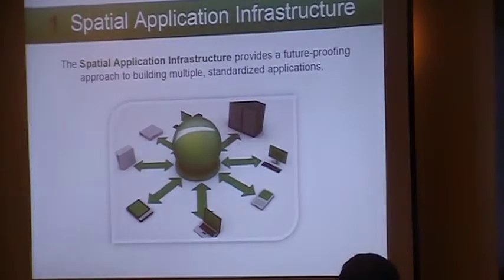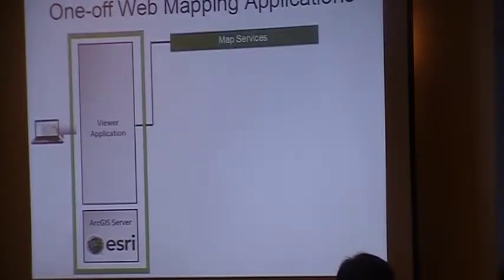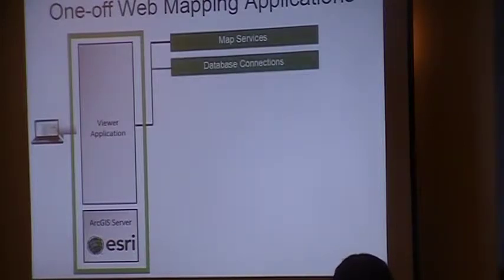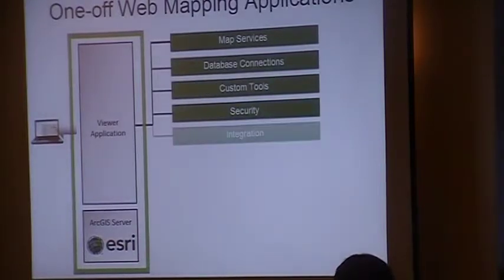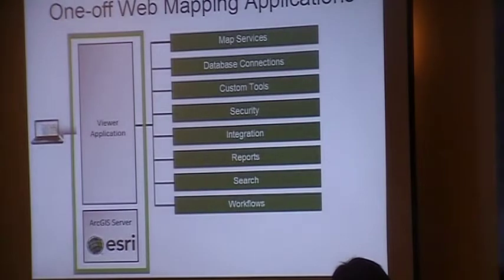So spatial application infrastructure, think of it as the central piece that basically pulls in all of your disparate data sources, interacts with all of your different technology, all the different platforms, and all the different user requests. To contrast it to a traditional approach, where you stand up a custom viewer application on top of Esri, you're custom building map services, data connections, a lot of the custom tools, all these things, and you're creating in essence custom code.